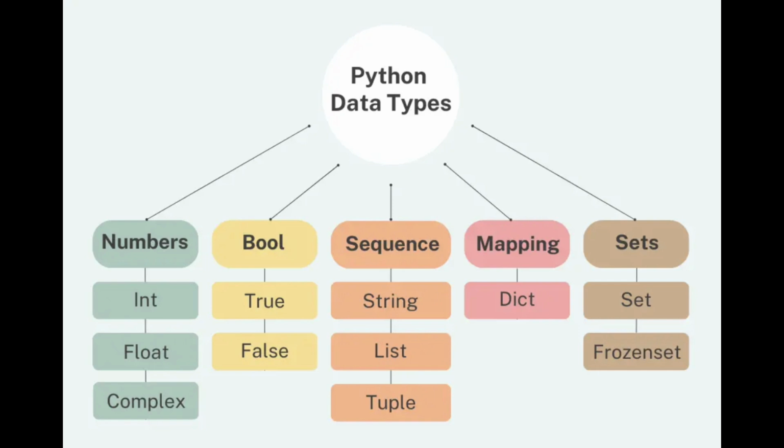Next, sequence. Sequence is divided into 3 different data types: string, list and tuple. Next, mapping. In mapping there is the dictionary, which is the most useful in data science. And next, the sets. Sets are divided into set and frozen set.